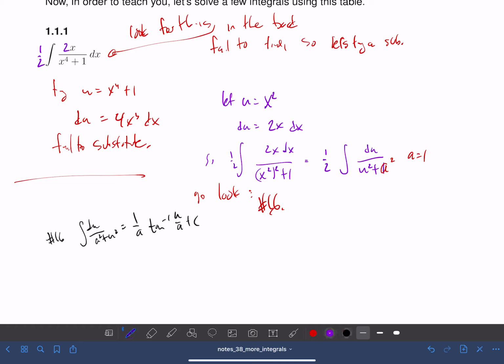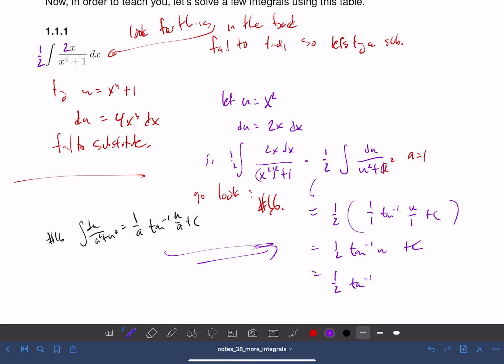All right. That means that this thing here is equal to a half of, let's see here, a is 1, so this is going to be 1 over 1 times arctangent of u over 1 plus some constant c. It doesn't matter whether I put the c on the outside or not, it's still an arbitrary constant. So let's simplify this and write it as a half of arctangent of u plus some constant c. And then we'll go ahead and complete the substitution. 1 over 2 arctangent of, we said u was x squared, plus some constant c.